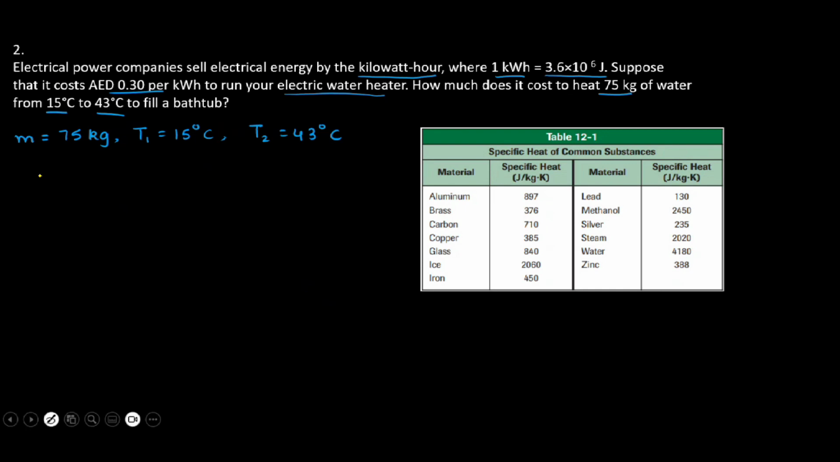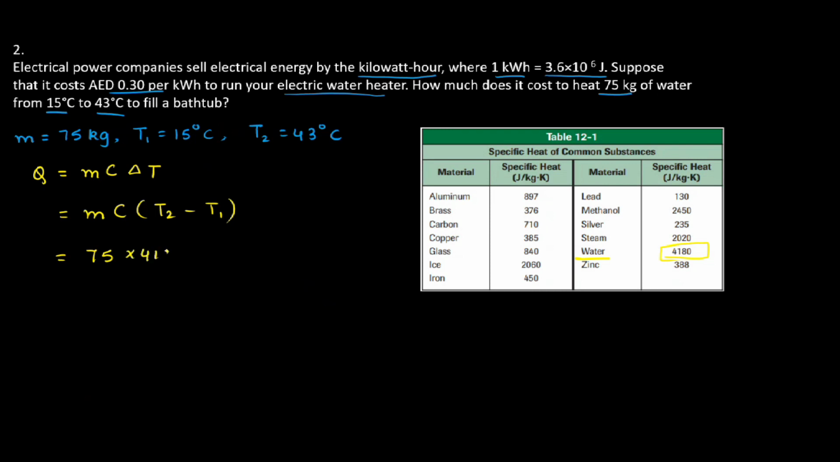Thermal energy is given by Q equals m times C times delta T, where m is the mass of the water, C will be its specific heat capacity, and delta T is the change in temperature. So I can rewrite this as mc T2 minus T1. Mass of the water is 75 kilogram. Specific heat capacity of water I will find from the table. It is here, water is 4180. So times 4180. And change in temperature will be 43 minus 15.